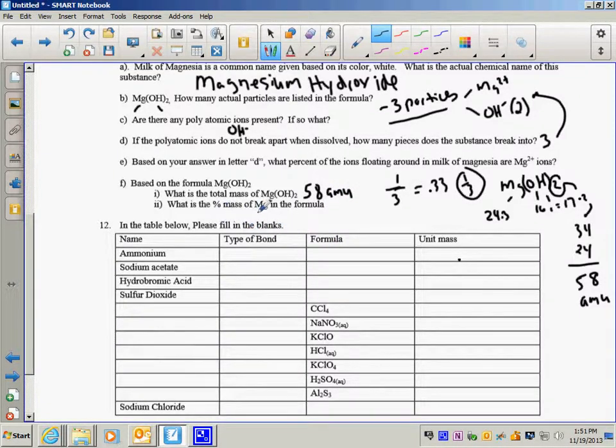What is the percent mass of magnesium in the fluoride? Okay, well, of the 58, the magnesium weighed 24. 24 divided by 58 times 100 is going to equal, and I'll grab my calculator, it's about a little less than half. 24 divided by 58 is 41.3%.